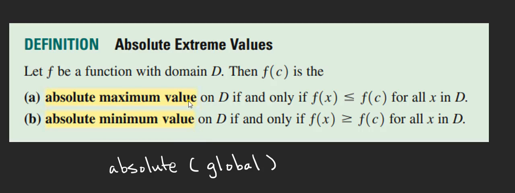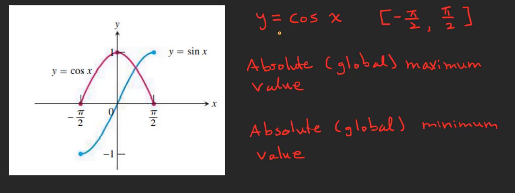Also, note that absolute maximum value and absolute minimum value refer to y values of functions. Let's take a look at some examples. If you look at the graph of cosine x from the domain negative pi over 2 to pi over 2, that is a graph of cosine x. So what will be the absolute or global maximum value? Within the domain of negative pi over 2 to pi over 2, the highest y value occurs when x equals 0. And what is the y value? It's 1. Therefore, the absolute maximum value will be 1.